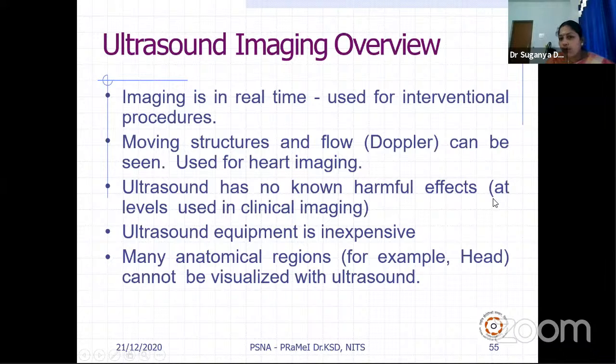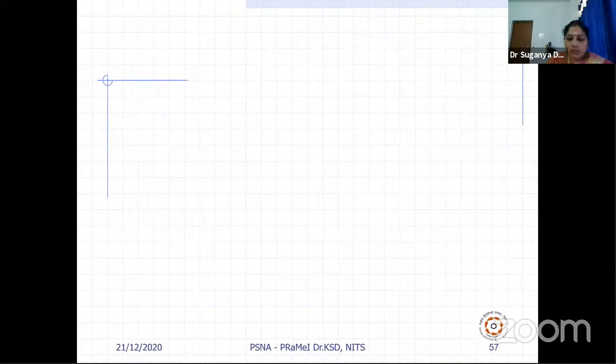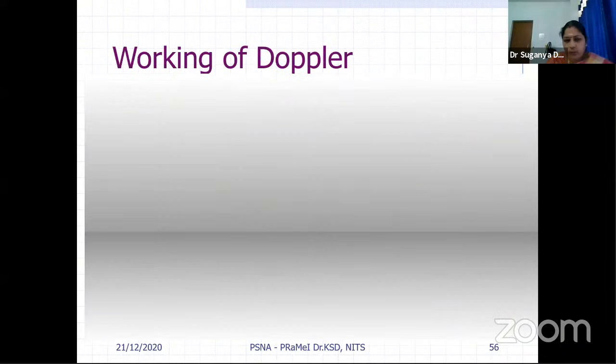Ultrasound has no known harmful effects. That's why we are recommending these things. The doctors are recommending these things for pregnant women and for fetal observations. Ultrasound equipment is inexpensive, but many anatomical regions, for example the head, cannot be visualized with ultrasound. That is the only drawback. We cannot visualize the brain. Even the spine, to some extent we can find the abnormalities, but many a time the ultrasound image will be missing the abnormalities in the spine also. Okay, so working of Doppler, I think I can skip now.